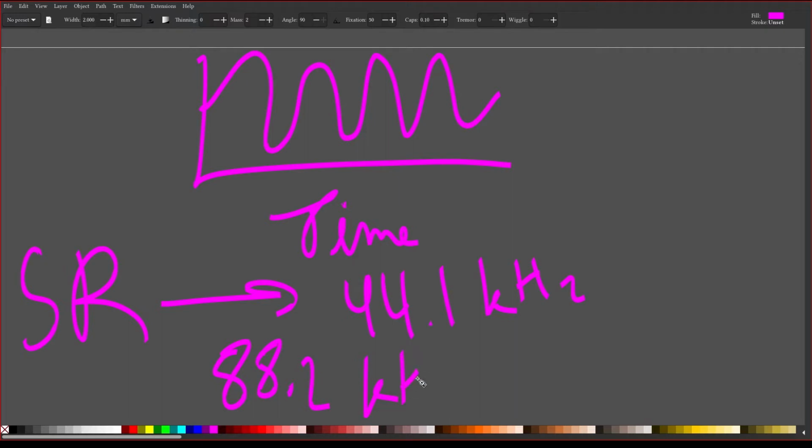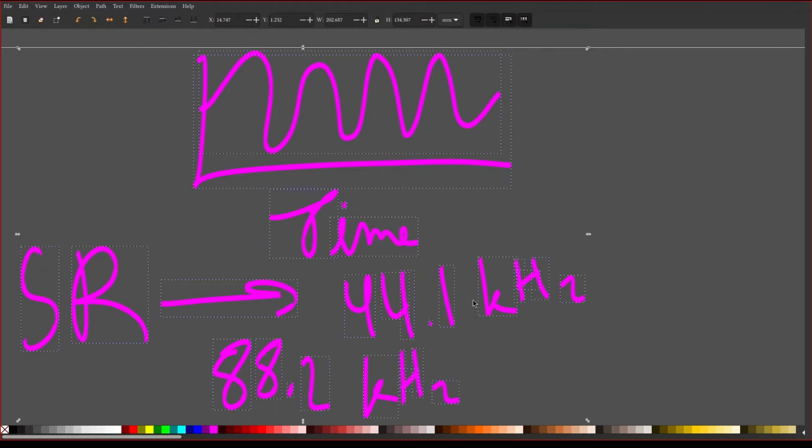88.2 thousand separate data points. And precision would allow you to get different values of amplitude, how loud. And generally, for complex audio signals, this makes sense.